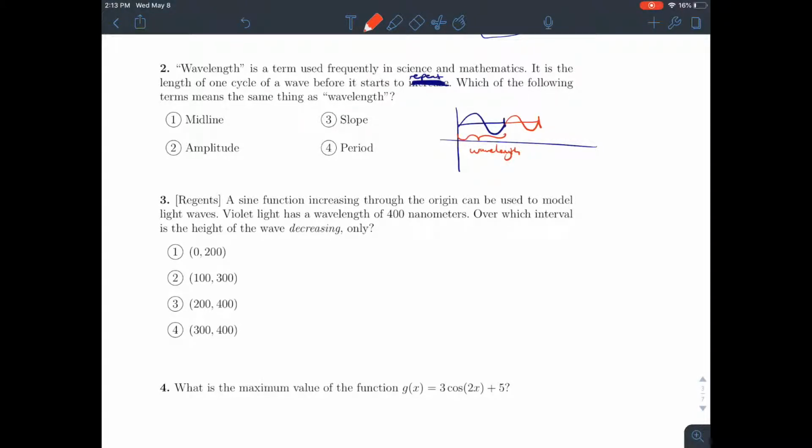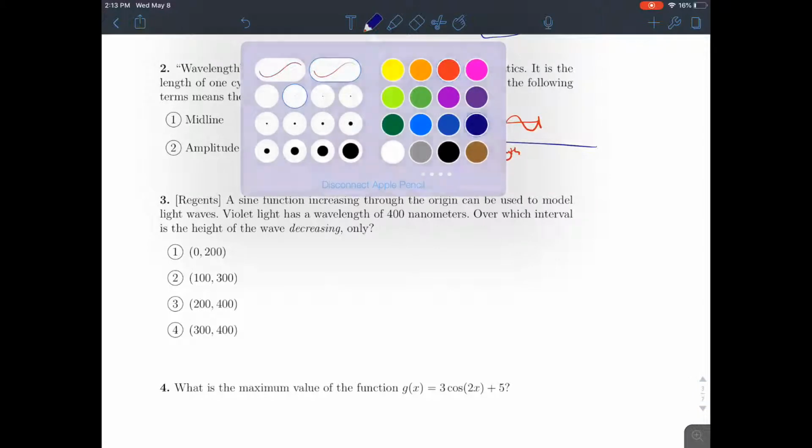But we've seen this before. This is also called the period. Now there are some slight technical differences if you go on to study science. Frequently you think about period as a time and wavelength as a distance, but we're going to be using these words interchangeably in our class because when we're studying them mathematically, they really refer to the same quantity.